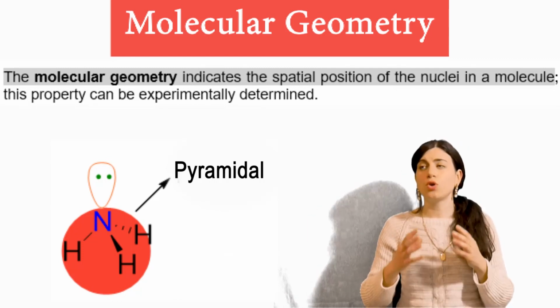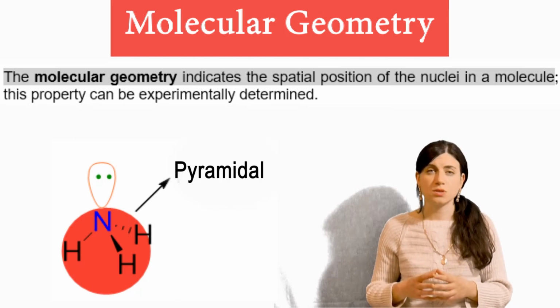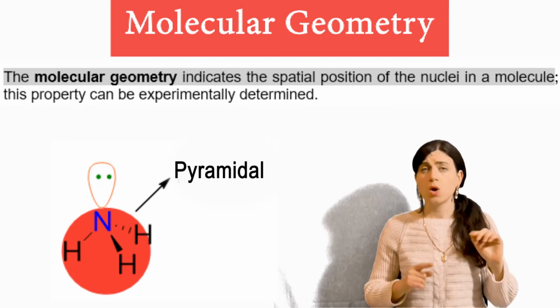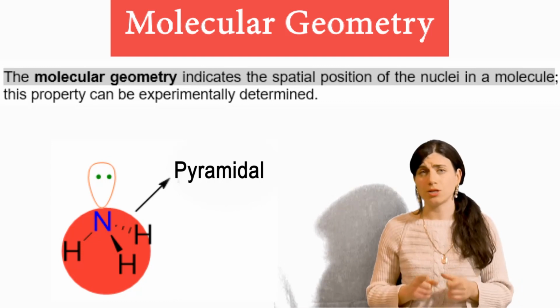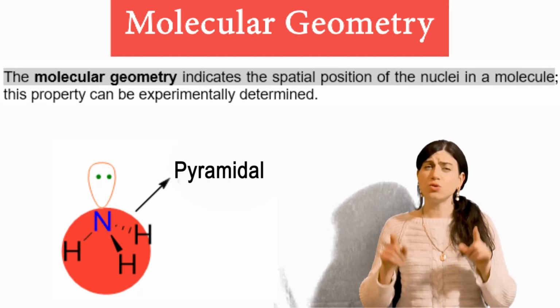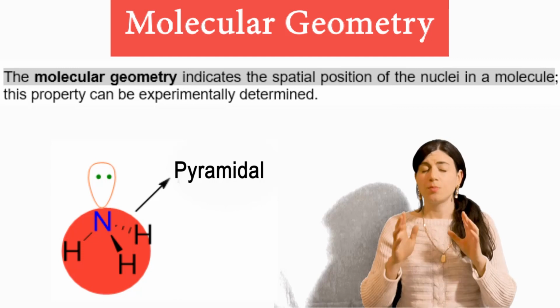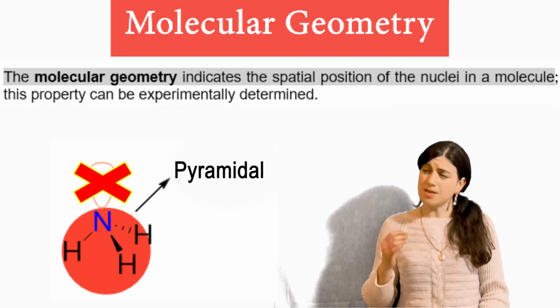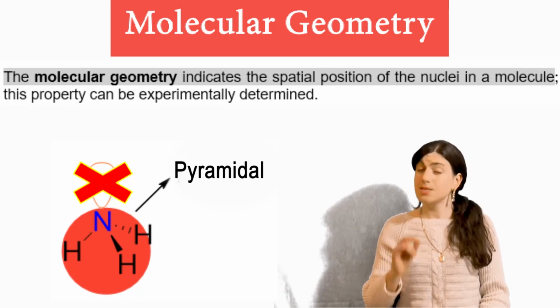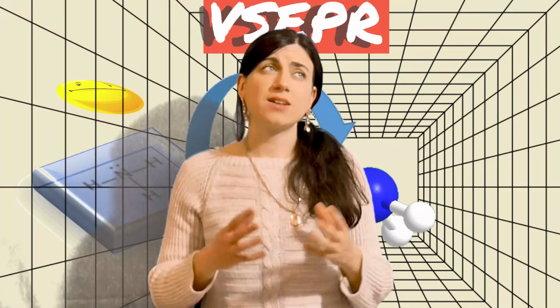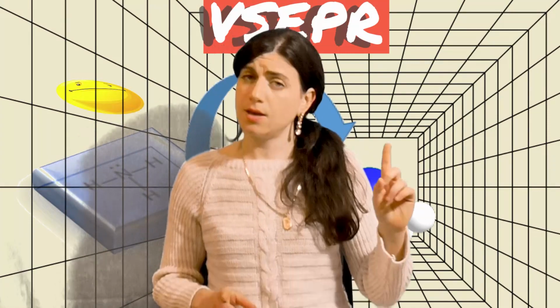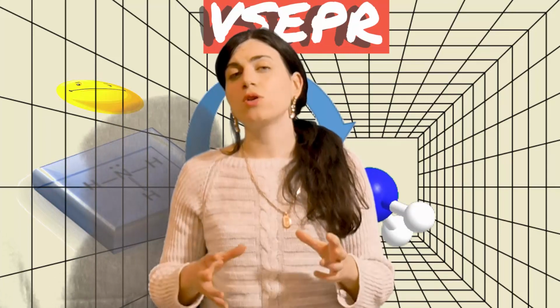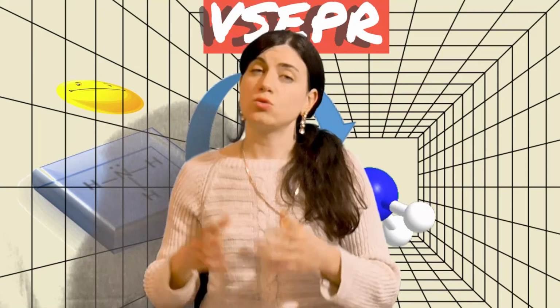This means we do not have to take into account the lone pairs when we are defining the molecular geometry. So, when you define the molecular geometry, please erase the lone pairs. The molecular geometry is a property that can be experimentally determined. An example of electron arrangement is in our first table we have seen in this video. What is molecular geometry? We are going now to see it.